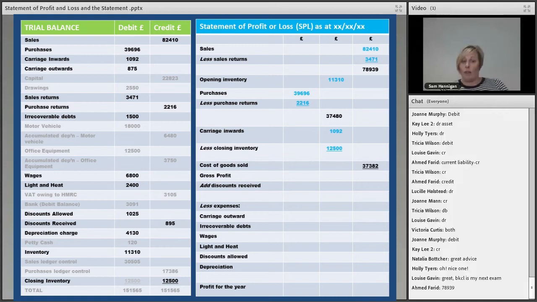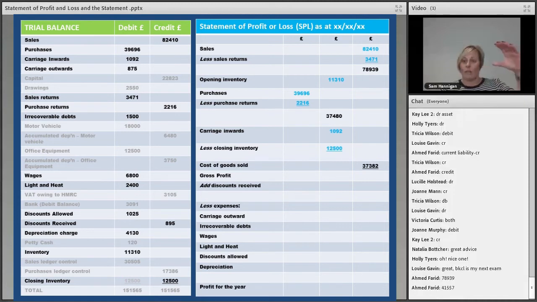Your gross profit figure then comes from your total sales minus your sales returns, so your 78939, minus your cost of goods sold. Do not add them together. So for the sales you've made, it has cost us 37382 to make them. So one minus the other gives you your gross profit.